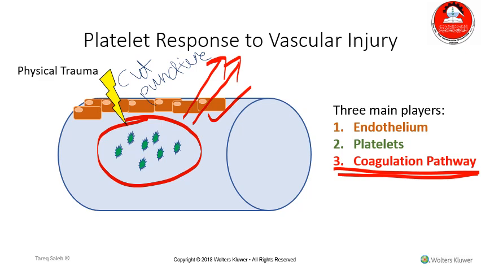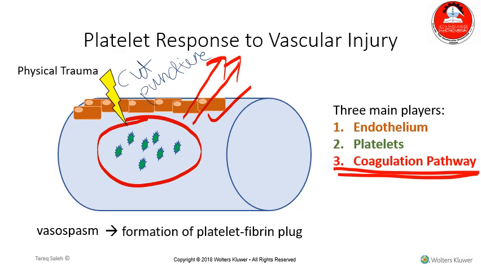So what happens after a physical trauma, such as a cut or a puncture to a blood vessel, whether it was an artery or a vein? The first response that happens normally is vasospasm, or constriction of the injured blood vessels. This happens because it will reduce blood flow through the damaged blood vessel and definitely will reduce the volume of blood that is lost through the damaged area of the vessel, meaning that it will reduce bleeding.